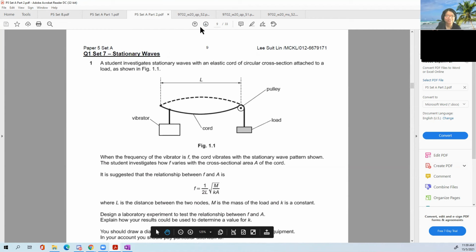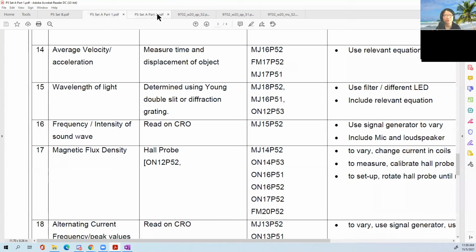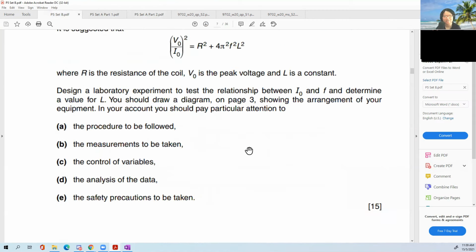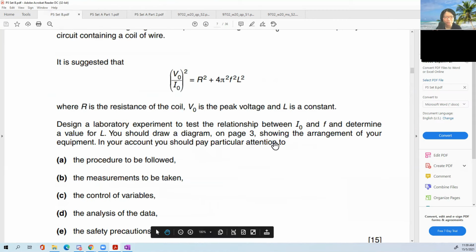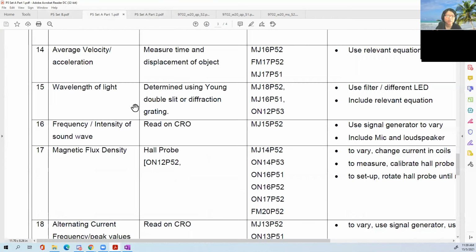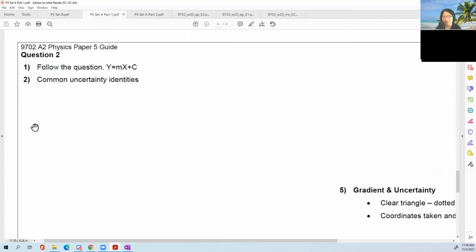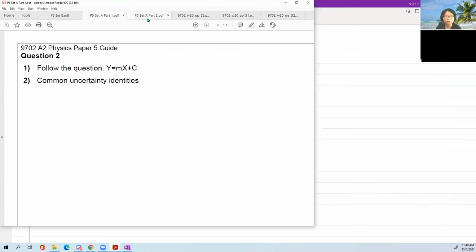I got standing wave. So go and go through the question. Set A is the easier one. Set B is the one where I bring in all the magnets and the circuits and the alternating current. What is this? Don't even have a drawing. Go and read up everything. But for paper 2, if you don't know, it's fine. Just use y equal to mx plus c to hack the equation.